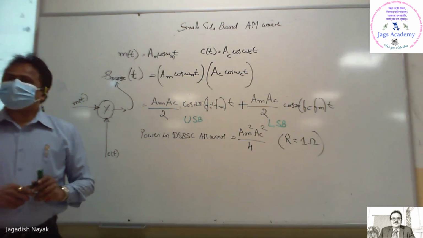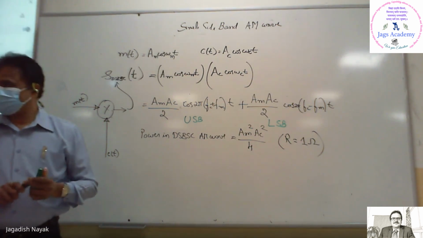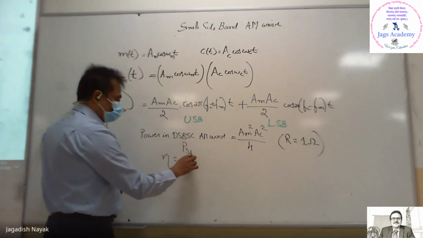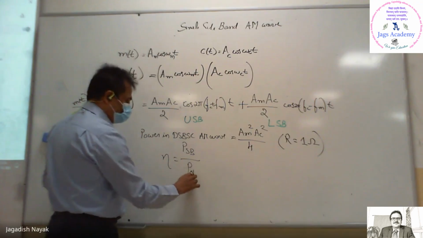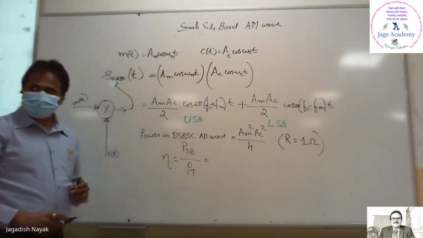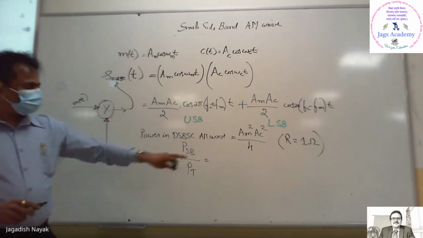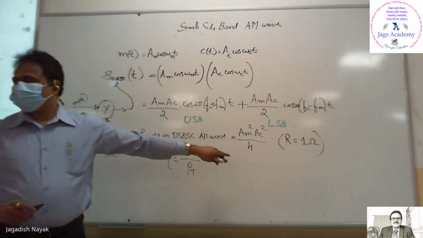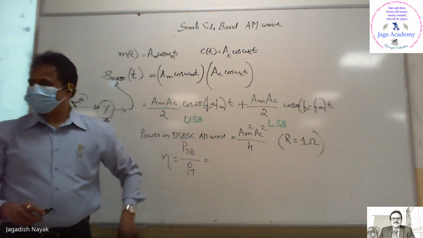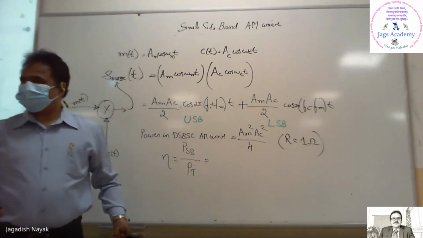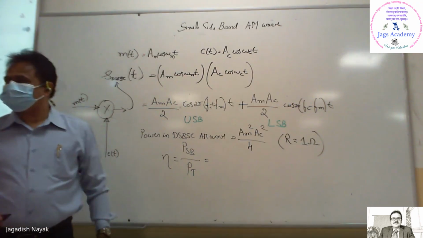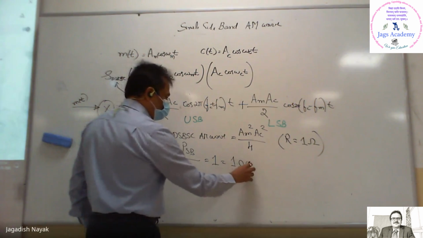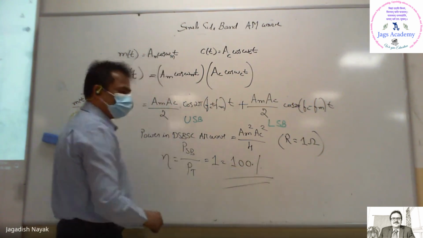Transmission efficiency is power in the sideband divided by total power. Now, can you tell me what is power in the sideband? This one will be. What's the total power? Total power is that one only. So, what is the transmission efficiency now? It is going to be equal to 1, which is equal to 100%.